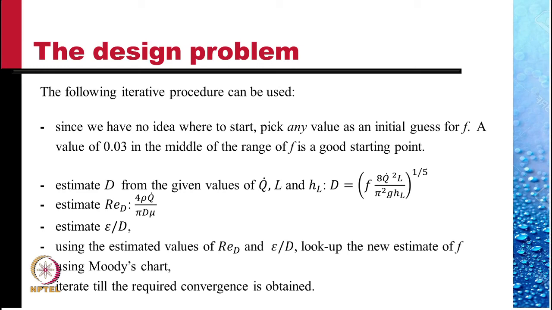and then estimate Reynolds number. Once we know D, we can calculate epsilon by D, and using the estimated value of Reynolds number and epsilon by D, we can look up a new estimate of f from the Moody's chart and iterate till the required convergence is obtained.